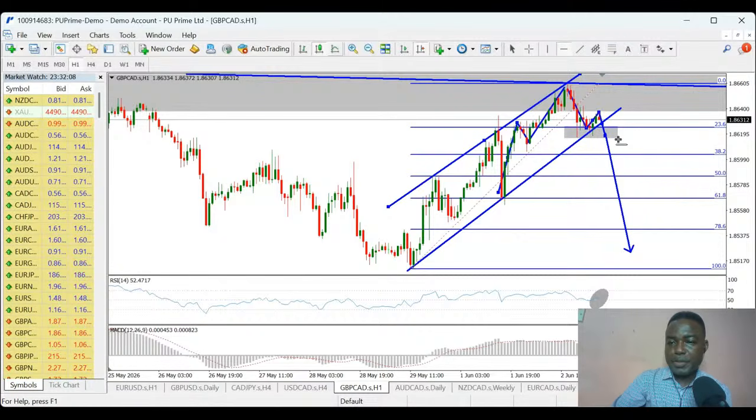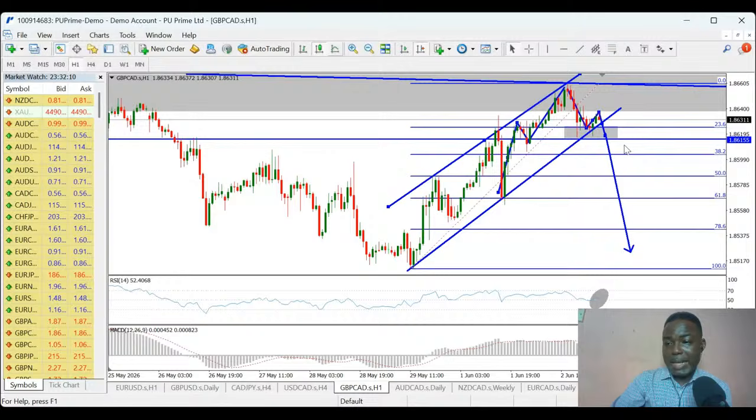So we're looking at entry below this box. That's around 1.86155. That could be our projected entry. So the first profit level should be Fibonacci 38.2. That can be around 12 pips, or let's just say 10 pips. The next Fibonacci level where price could get to is Fibonacci 50, and that will be 30 pips. Then we have Fibonacci 61.8 at about 47, 48 pips.